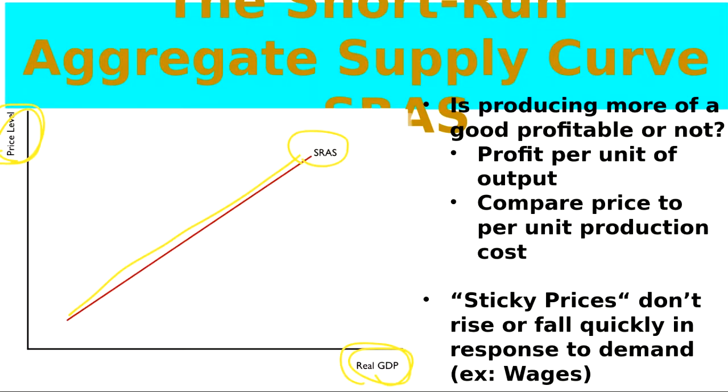And remember, when you're looking at supply, you're looking at business. You're looking at, is it profitable to produce more of a good? Or are businesses going to look at what's happening and go, nah, this is not for me. I'm not really interested. I'm not going to do it. The one thing that comes into this is, economists call these sticky prices. Sticky prices don't really rise or fall very quickly.